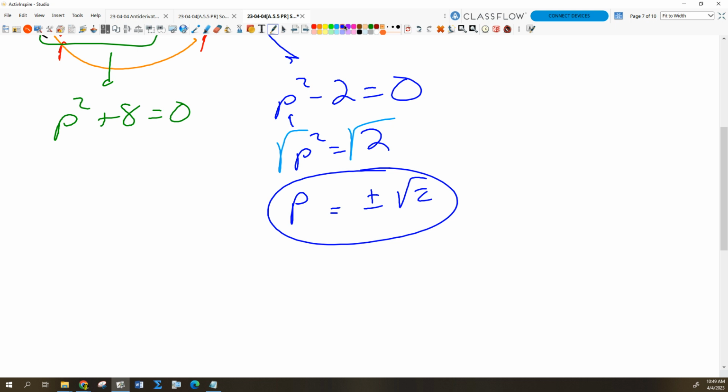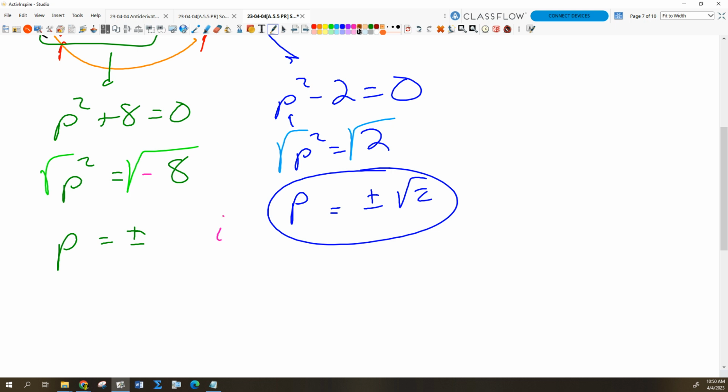Okay, how about this one? What are the 2 steps to isolate p there? Minus 8. Okay, good. So I get p squared equals -8. Again, I'm just going to square root both sides. So I get p equals plus or minus the square root of -8, which is the square root of 8 times i. Okay, good. The negative inside is going to become an i outside.